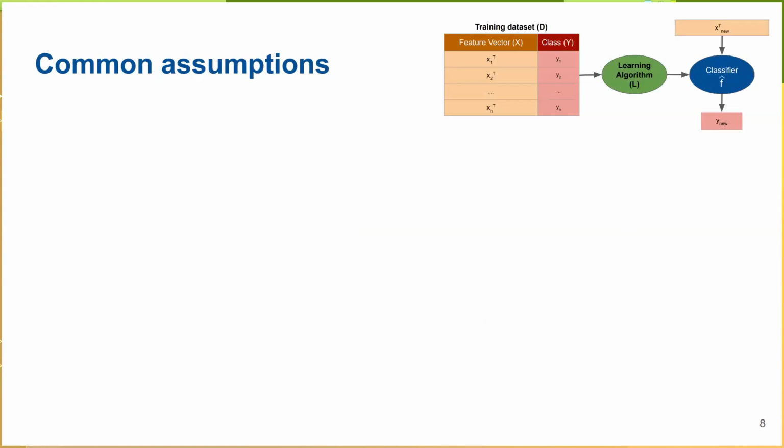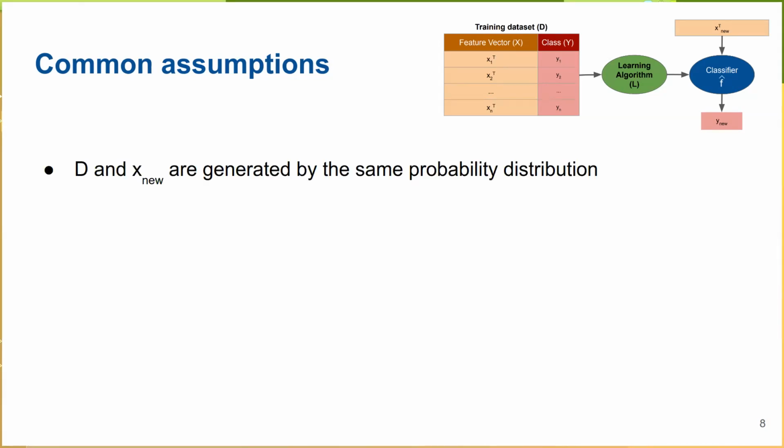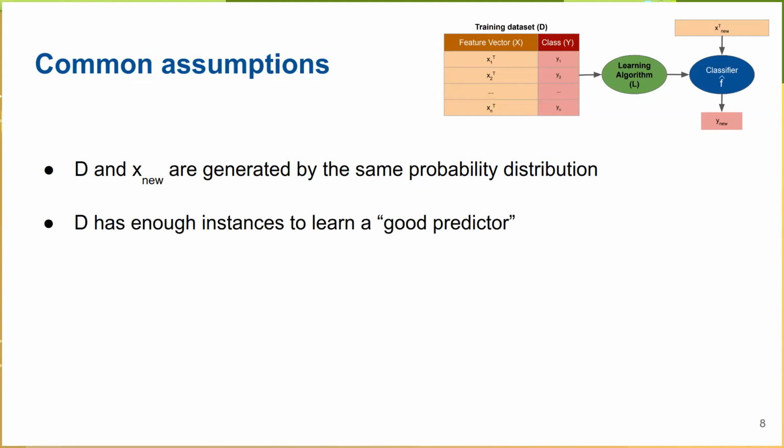Now, this paradigm is making some implicit assumptions when we are working with these machine learning tasks. The first one is that the dataset D that we are collecting and the instances where we want to apply the output classifier are generated by the same probability distributions. And this is just a fancy way of saying that they are similar. The second assumption is that our training dataset D has enough instances to learn a good predictor. We have enough data to learn something.